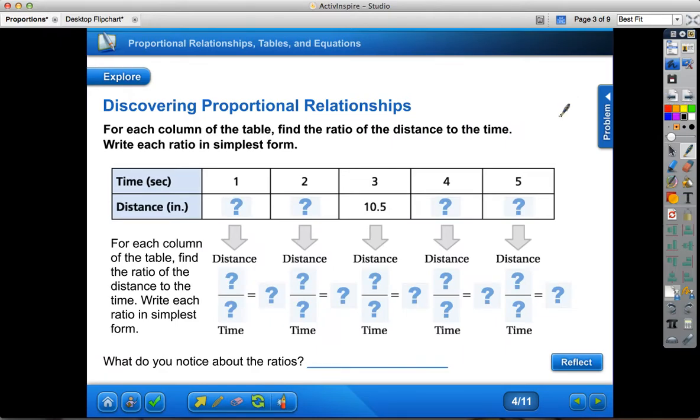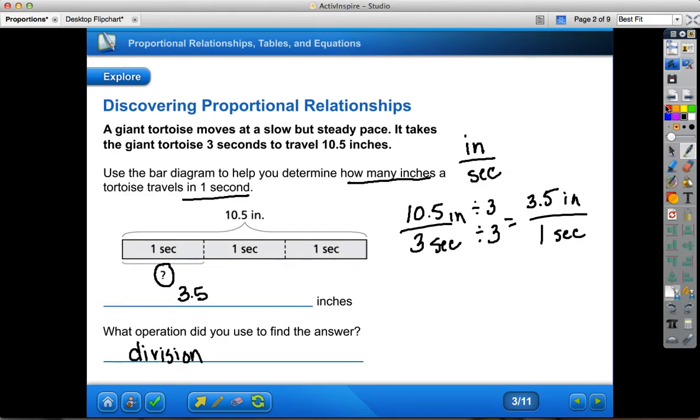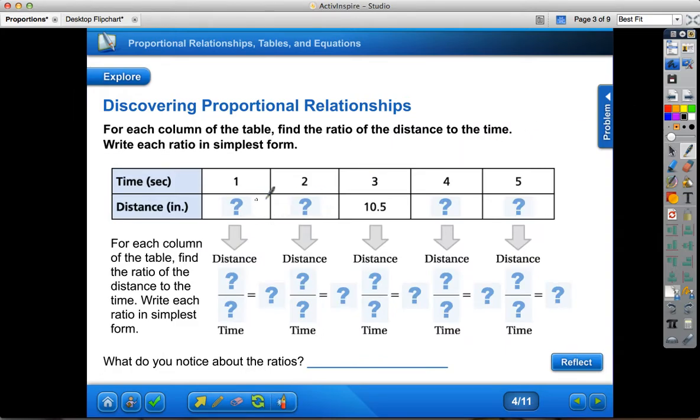All right, so now we're going to fill out the table. We're going to use the unit rate that we just found, the 3.5 inches in 1 second, to help us fill out the table. I know for a fact that from the problem, in 3 seconds he goes 10.5 inches. Now we have to be careful because the table has time on top and distance on bottom. However, they want the ratio distance to time. So make sure you put your numbers in the correct place.